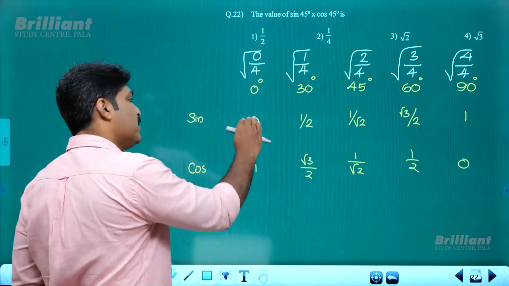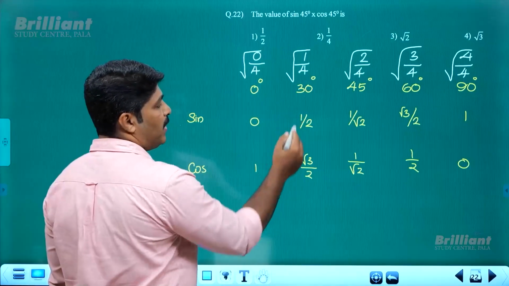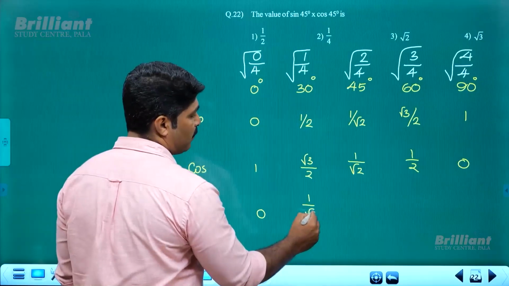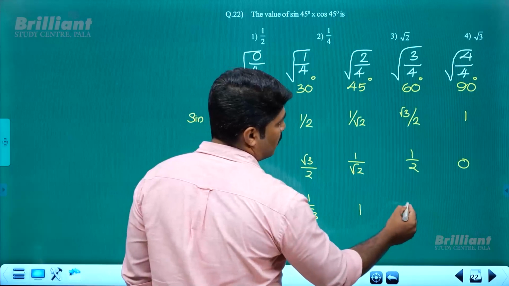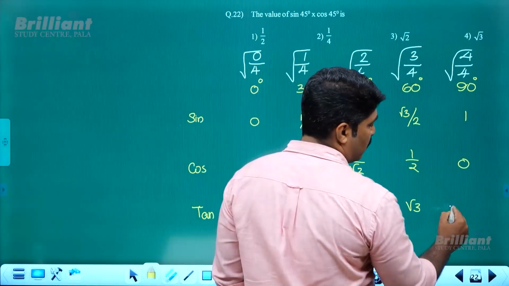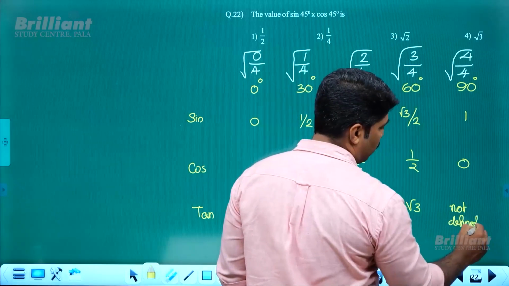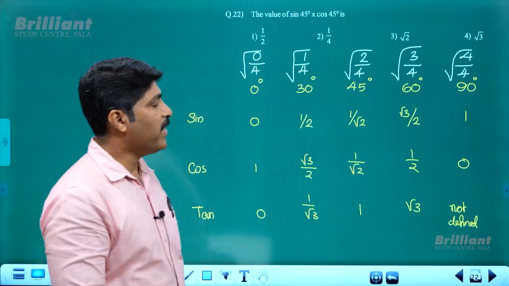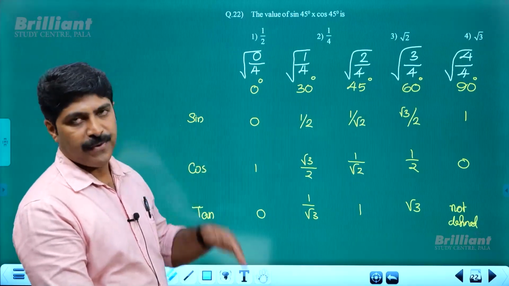Therefore, we have to divide this first value by second value. 0 by 1, that's equal to 0. 1 by 2 by root 3 by 2, that is 1 by root 3. So both the values are same, therefore this is 1. This is root 3. Therefore, this is 1 by 0, that is not defined. Got it? Not defined. So like this way, we can consider this table of ratio values.